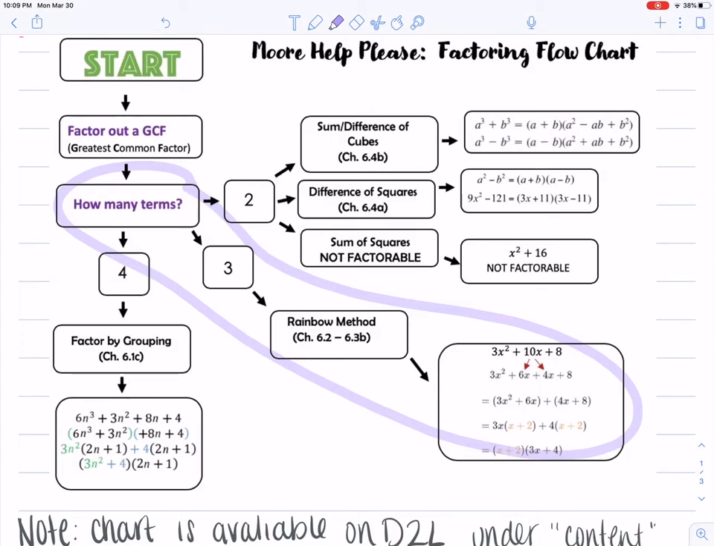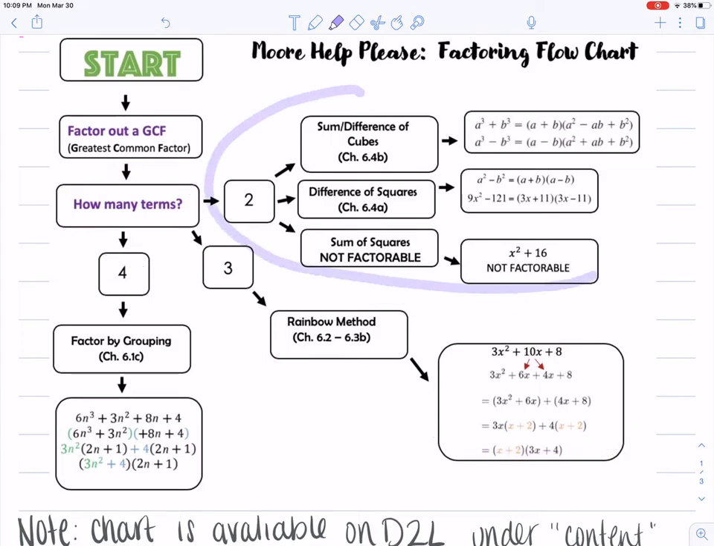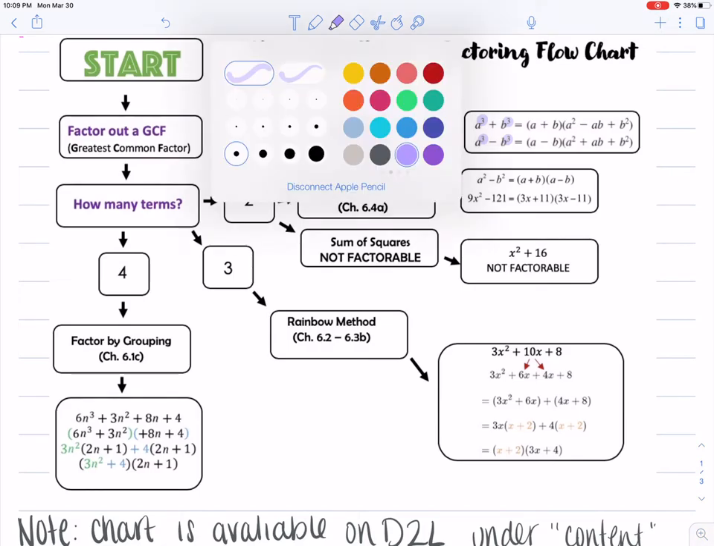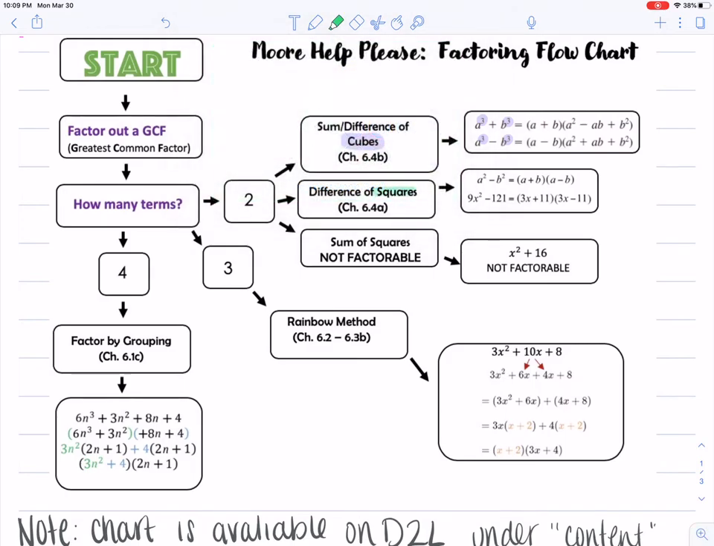2 terms you're actually going to see has the most possibilities. Sum and difference of cubes. Notice all of these have cubes on them, or third power. So sum and difference of cubes are going to be to the third power. Whereas sum and difference of squares, all of these are going to be squared terms.